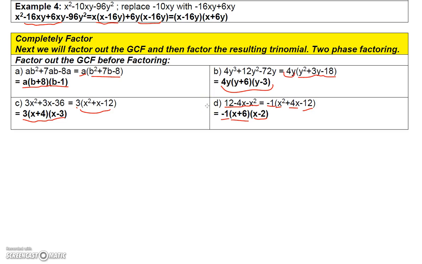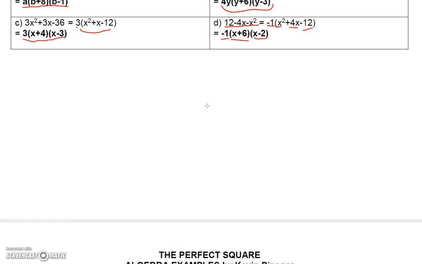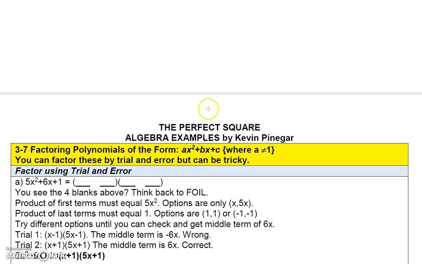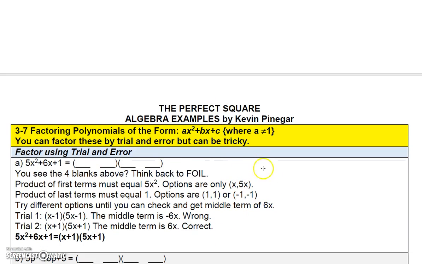So in the next video, I'm actually going to talk to you about factoring trinomials of the form ax squared plus bx plus c, where a is not 1. And those are more difficult to factor.